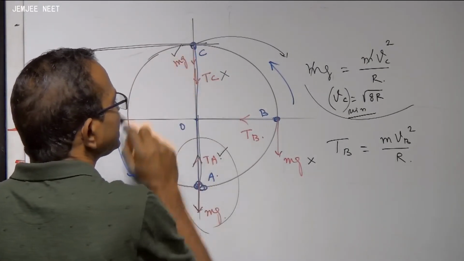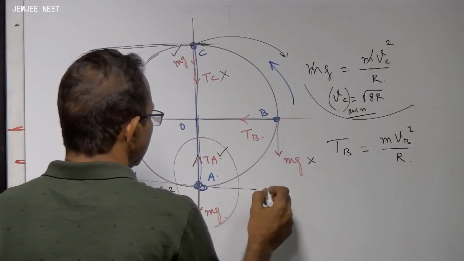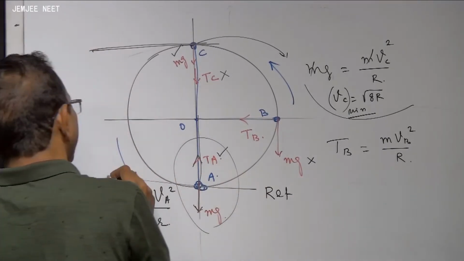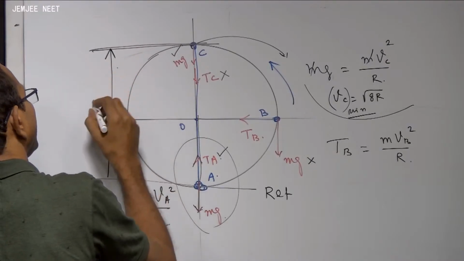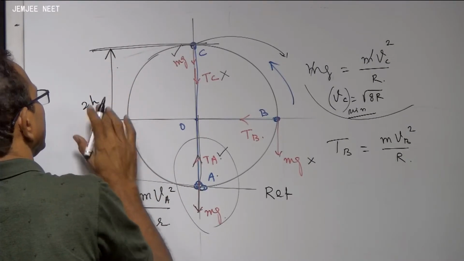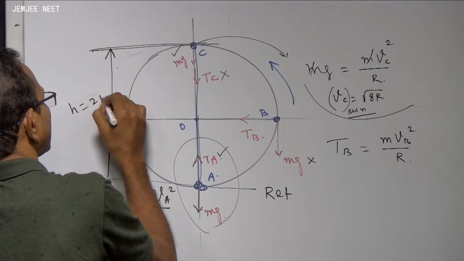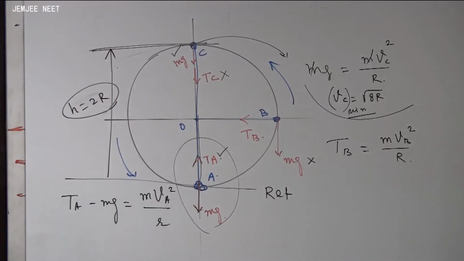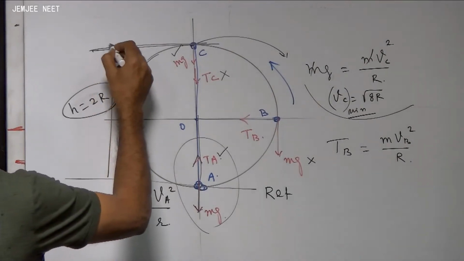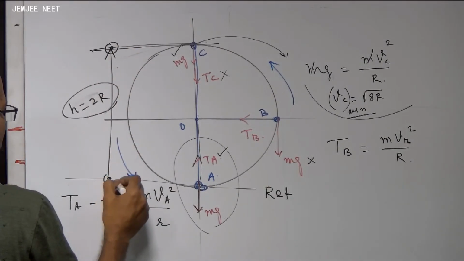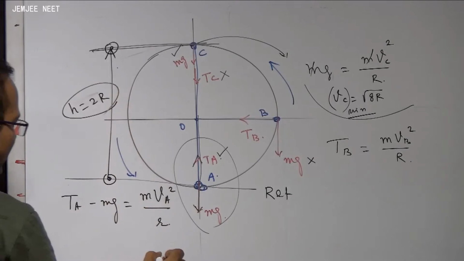At this point, let us take this as reference. What's the height of this point? The height of this point is h equal to 2r, just the diameter. Now, total energy here must be equal to total energy here. What total energy do we have here?